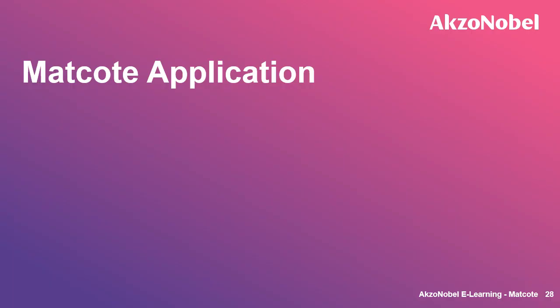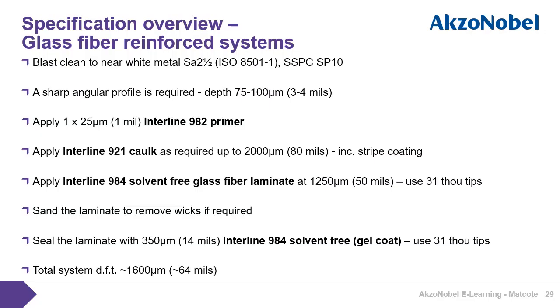Now we'll move on to the application of the Matcote system itself. Just before we move on to the steps of the application itself, it's worthwhile looking at the overall specification for the Matcote system. So we've already talked about the blast and the profile that's required. We also briefly mentioned the primer, but moving on from that, there's also a caulk, so Interline 921, and this can be used for heavily pitted areas, and it can also be used for bash plates and other weld seams and stripe coating. Then there's the Interline 984, which we've talked about previously. So this is the solvent-free resin, which the glass fibre laminate is then embedded into.